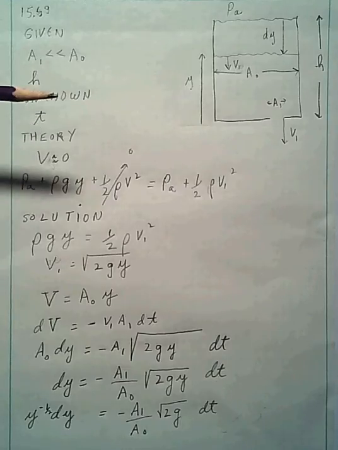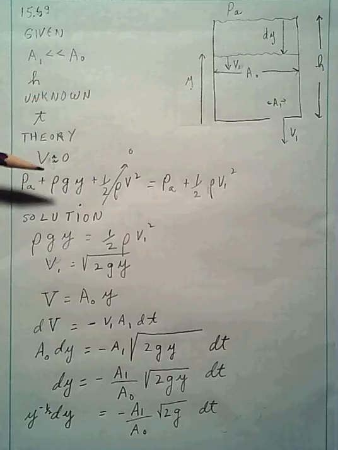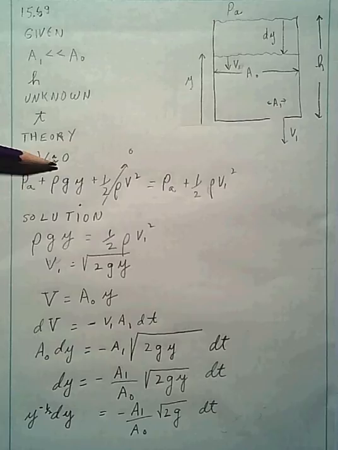One of the things to consider is the fact that the velocity of fall of the water is very, very small. So we're going to treat that velocity as essentially zero.